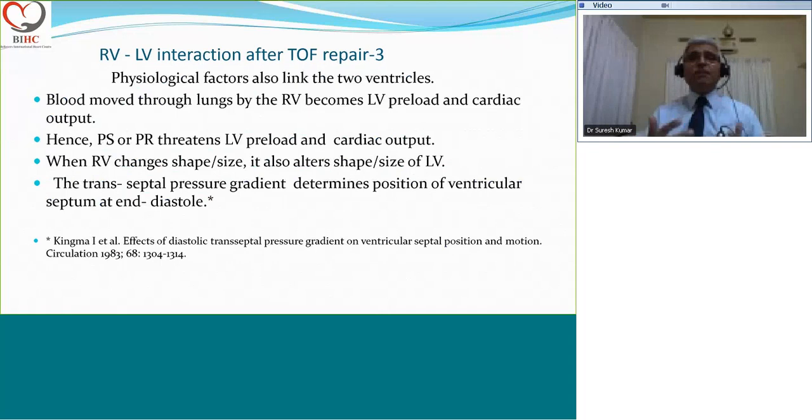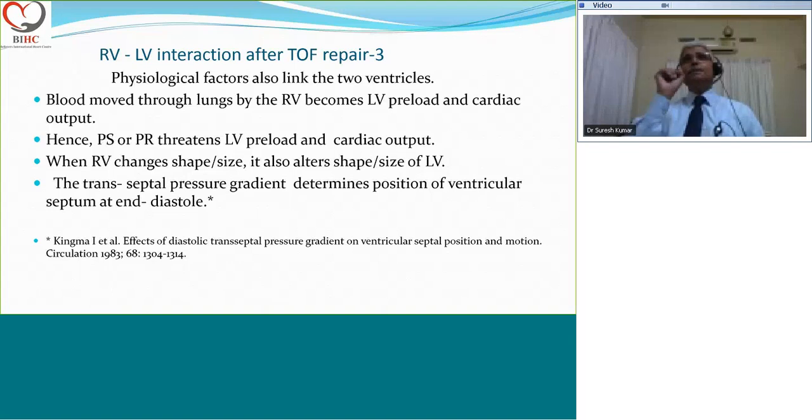And remember, there are physiological factors which also link the two ventricles. After all, it is the RV output which gets into the lung and comes into the left atrium as the left ventricular preload and the cardiac output. Hence, either obstruction or regurgitation in the right ventricular outflow tract is a threat to the LV preload and hence to the cardiac output. We already discussed how the change in RV size and shape can influence the LV and its output.